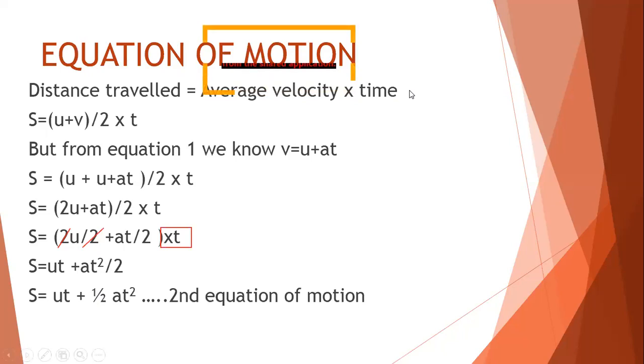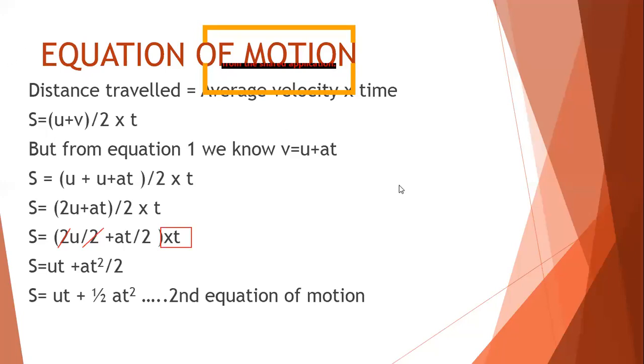So this is how we can get it. Please write down. So this is our second equation of motion. What is that? S is equal to UT plus half AT square. This is our second equation of motion. So the first was V is equal to U plus AT. Second is S is equal to UT plus half AT square.